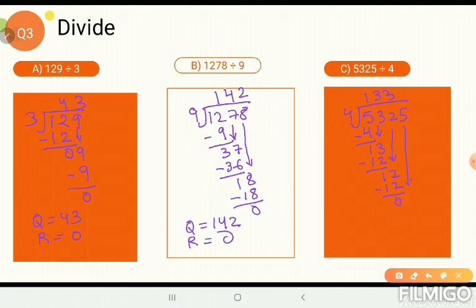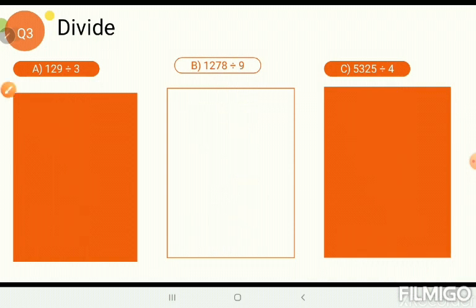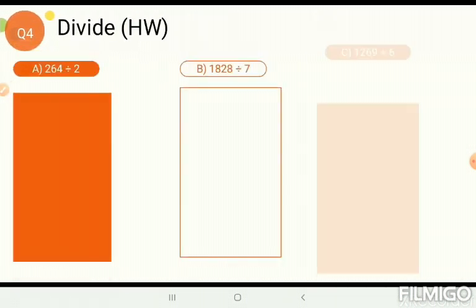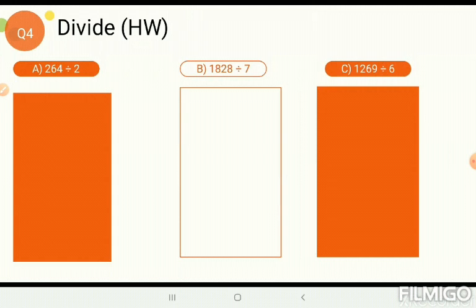Then I bring down the next number, that is 5. Now I have 5. So 4 ones is 4. So when I subtract, 5 minus 4 is 1. So I have my quotient as 1331 and remainder as 1. This is your answer. So now I want you all to practice some more questions. These questions you will do as your homework.